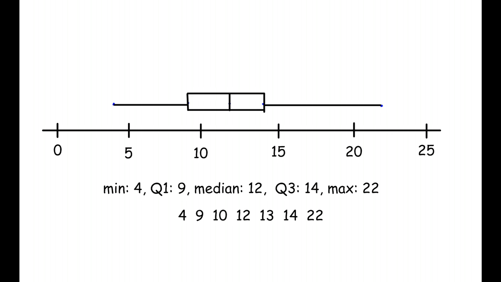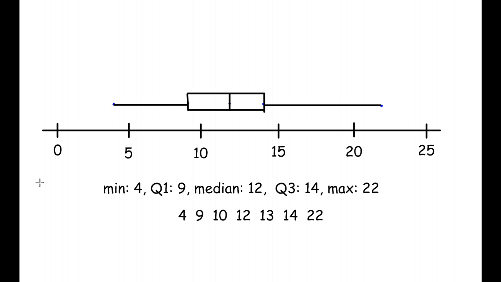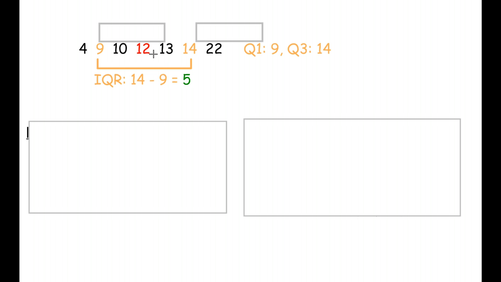Now we're going to learn about a special rule to make box plots the way that we want to do it in this class, which is keeping track of outliers. So here we have the numbers in our distribution. We had the numbers 4, 9, 10, 12, 13, 14, 22. They are right here.